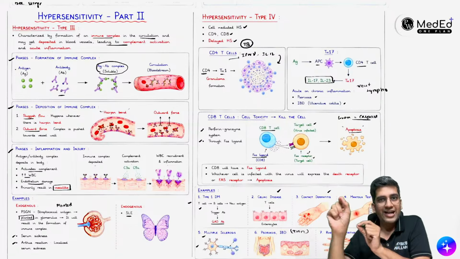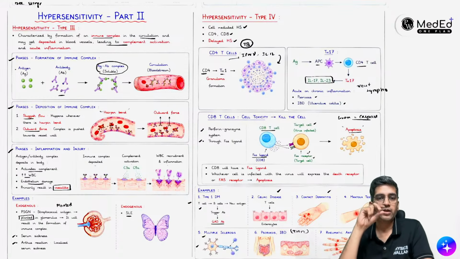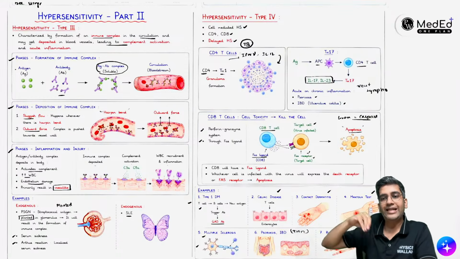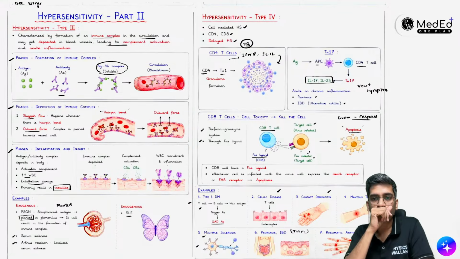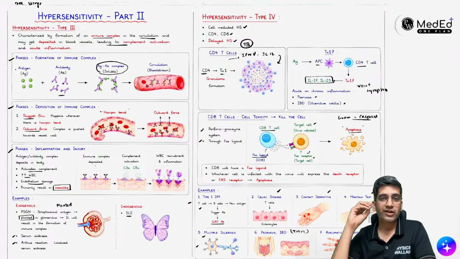What is the type of graft? The name given if two identical twins have a transplant. Two identical twins, one has given a kidney to the other person. What's the type of graft? The classical name is isograft, right?